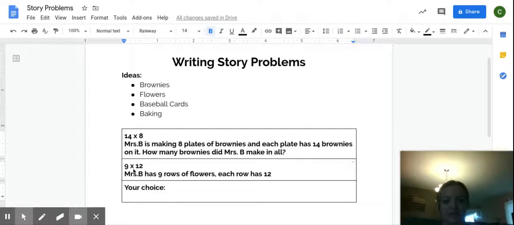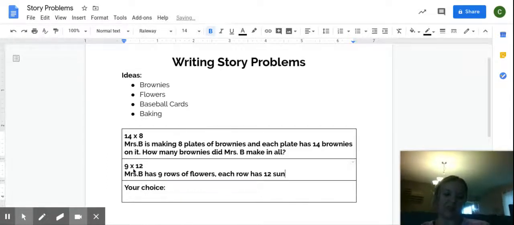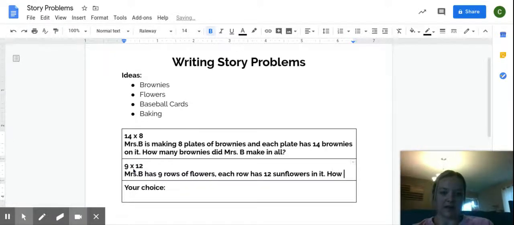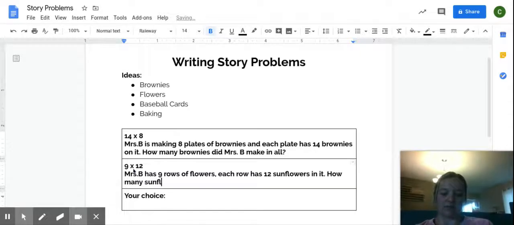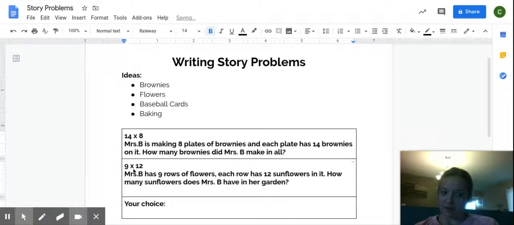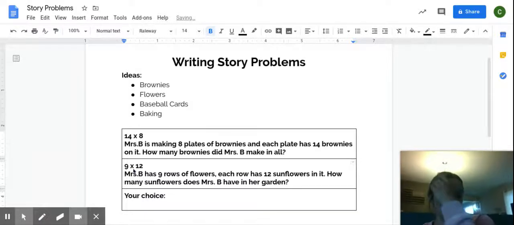So Mrs. Beatty has 9 rows of flowers. Each row has 12. Let's do sunflowers. I really like sunflowers. Each row has 12 sunflowers in it. How many sunflowers does Mrs. B have in her garden? Do I have a garden at my house? No, but this is just pretend story problems.